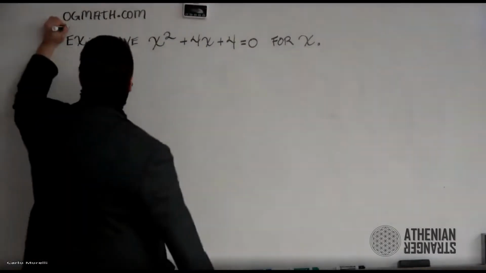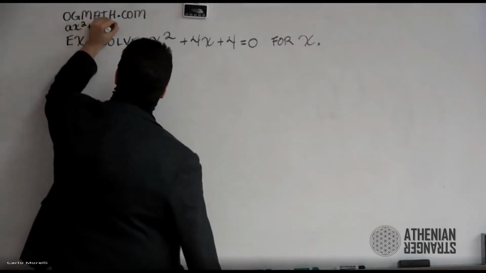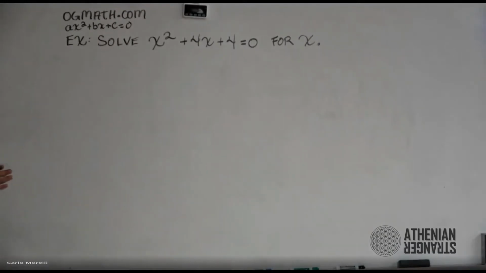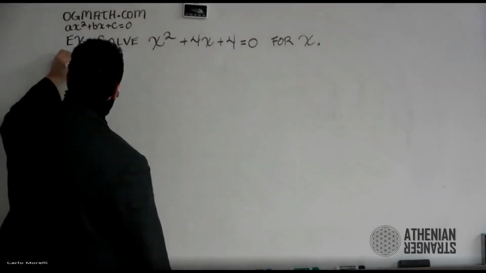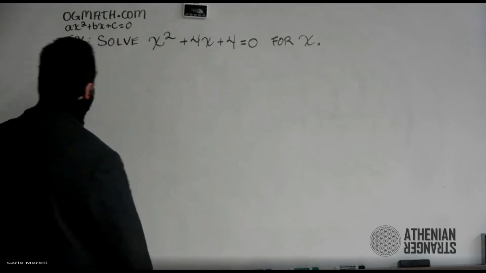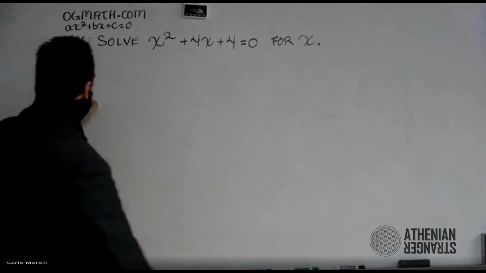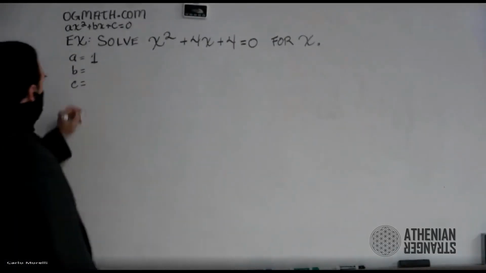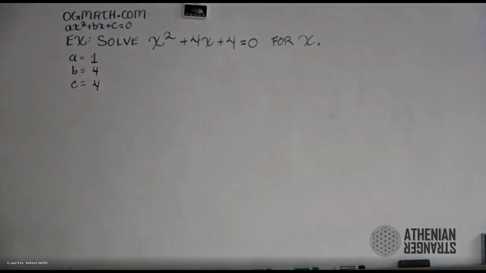Okay, so let's check. Here's standard form: ax squared plus bx plus c equals 0. Is it already in standard form? Yes. Okay, this would be a good time to write out what a, b, and c are. What's the number sitting in front of the x squared? 1. What's b? 4. What's c? 4. Good. Now what's the next step?